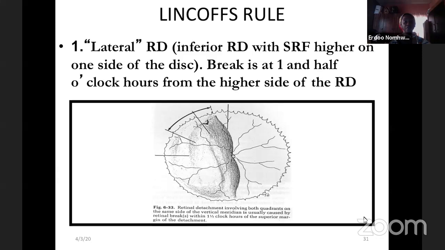So for the lateral retinal detachment here, there's an inferior retinal detachment. The subretinal fluid is higher on one side of the disc, and it's said that the break is at 1.5 clock hours from the higher side. So if you have subretinal fluid on one side of the disc and one portion of it is higher, the best place to look for your break will be at 1.5 clock hours from the higher side of the detachment.